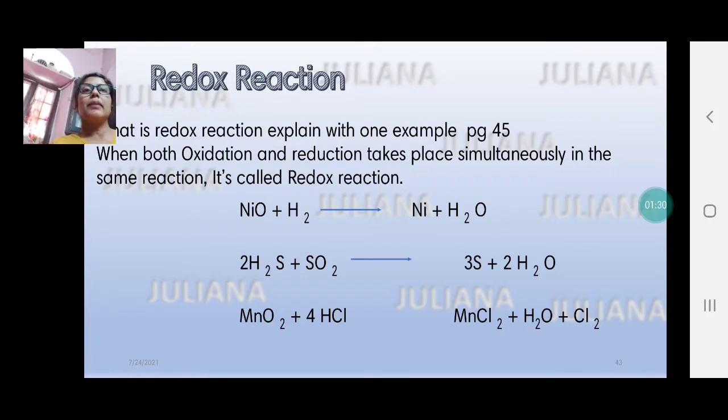Last equation, manganese oxide reacting with hydrochloric acid. Here you have MnCl2. Now manganese has donated 2 electrons to chlorine, so manganese is oxidized. Then H2O is the same as I spoke earlier, reduction and oxidation taking place simultaneously, and chlorine here is reduced because chlorine is accepting electrons. It's a non-metal accepting electrons.